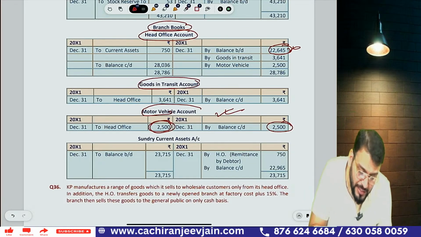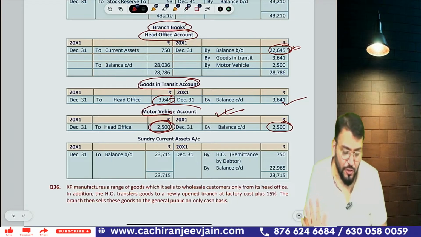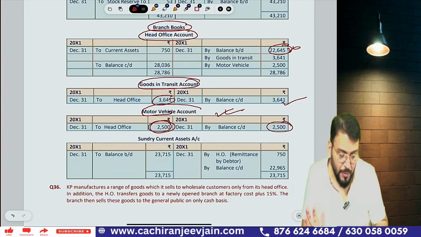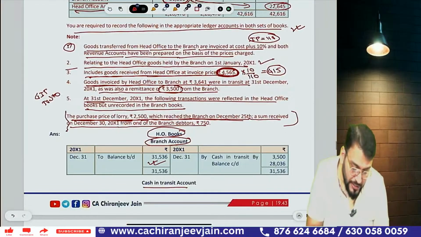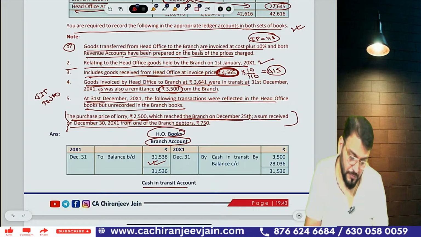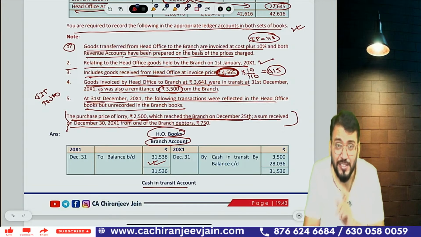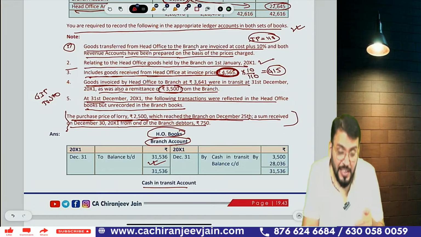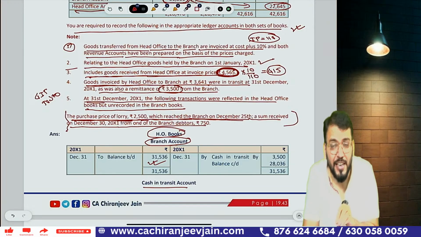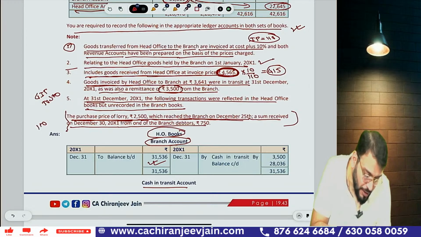Then goods in transit account debit to head office. This transaction also you have understood. Then one more transaction they have given: a sum received from one of the branch debtors, 750. It means the amount is collected by head office, but this is the debtor of the branch. So in the books of branch, no journal entry has been done. So what journal entry will we do? Head office account debit to branch debtor account.